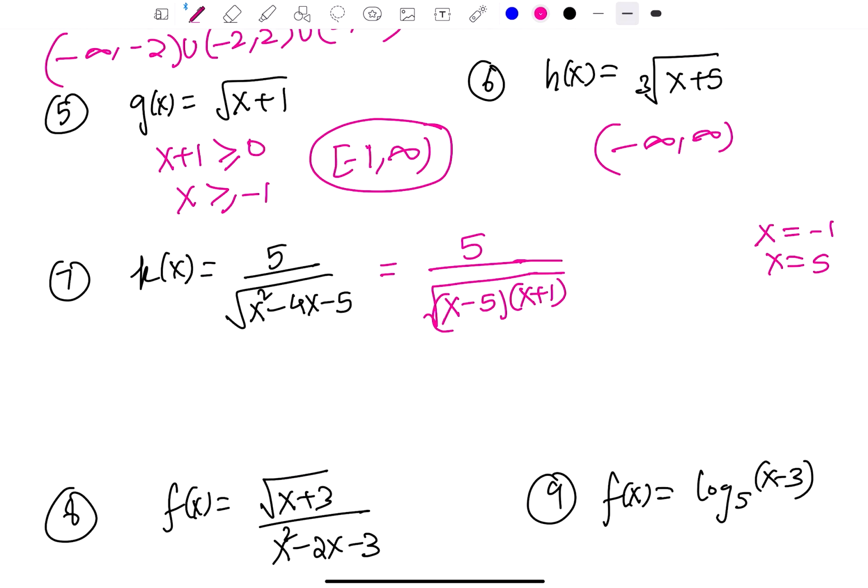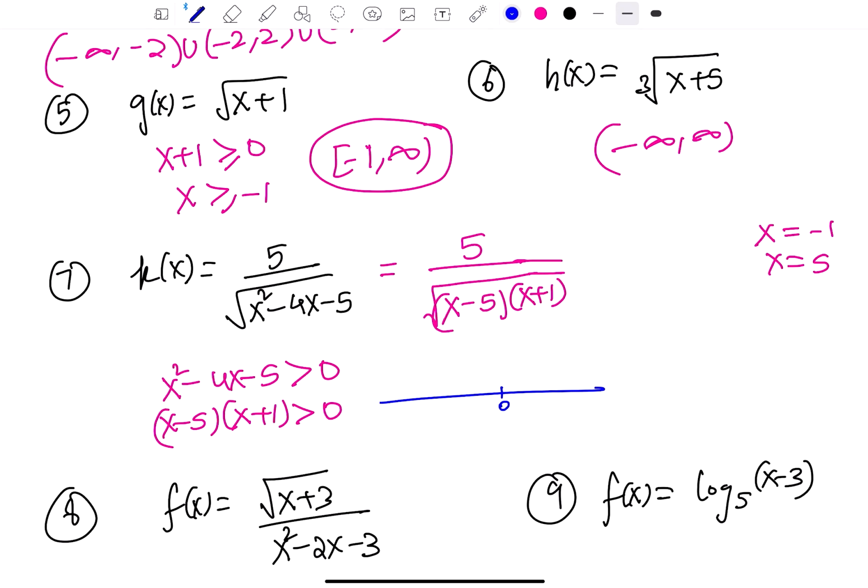But in this case, we want x squared minus 4x minus 5 to be greater than 0. We don't want it to equal 0. We want it to be greater than 0. And that's a nonlinear inequality. We know how to solve nonlinear inequalities. x squared minus 5x plus x, which will give me, yep, that's right. So now to solve this nonlinear inequality, it becomes 0 at -1 and +5.